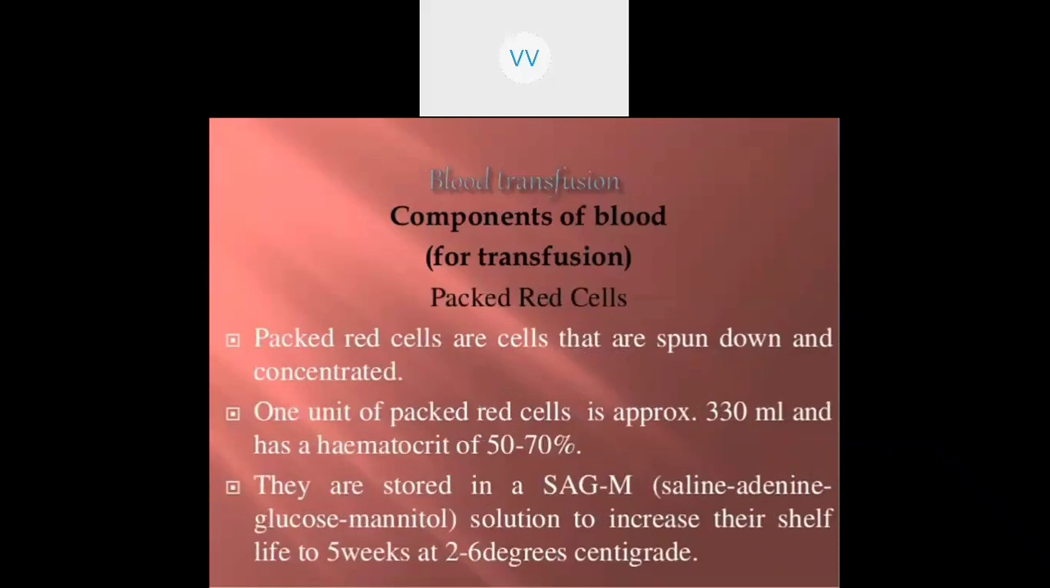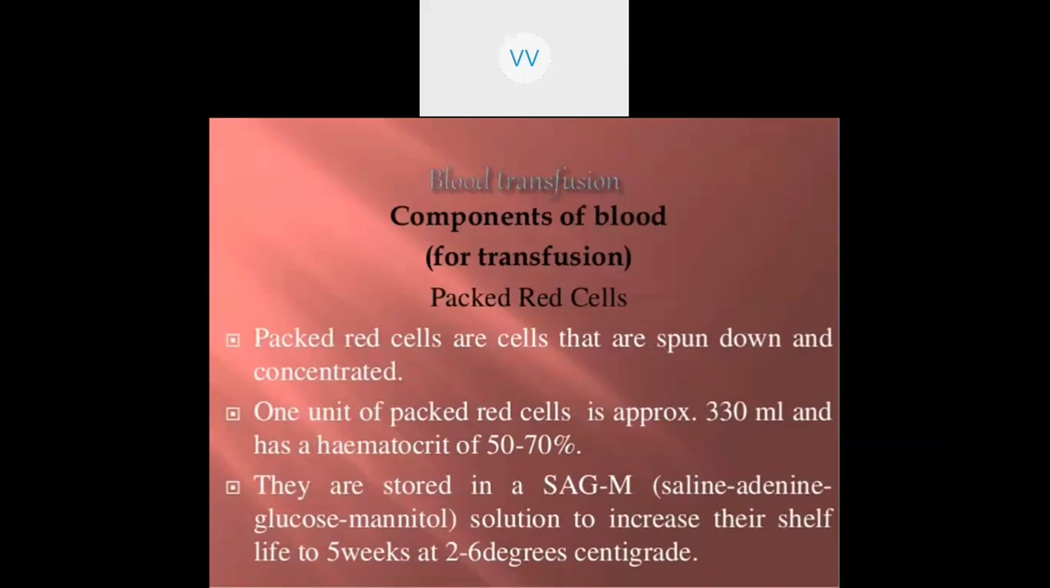Next, PRBC, packed red blood cells. PRBC is very common nowadays. Whole blood is rare. It is not present in every blood bank, because not every blood bank produces or receives complete whole blood. Whole blood is rare. PRBC is very common and will be available in every blood bank.